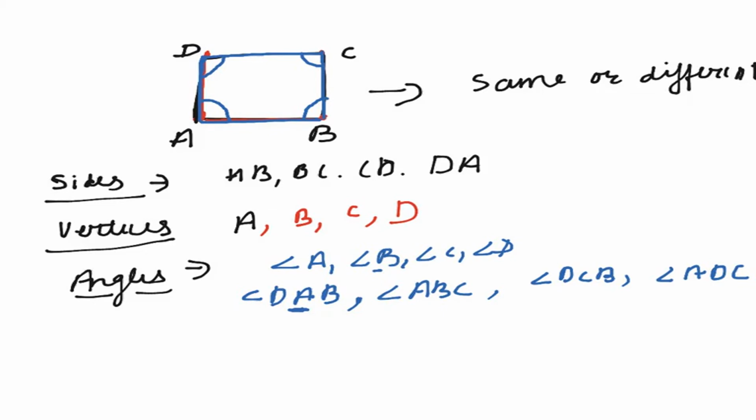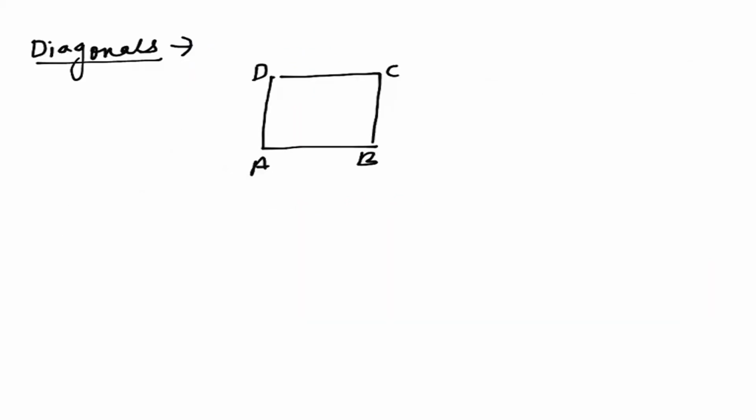Next we have diagonals. By diagonal we mean the line joining two opposite vertices of any quadrilateral. See over here, AC is a line segment that joins the vertices A and C. This is known as a diagonal. Similarly, in this figure we have one more diagonal that joins the points B and D, which are two opposite vertices of this quadrilateral. So in this we have two diagonals, that is AC and BD.